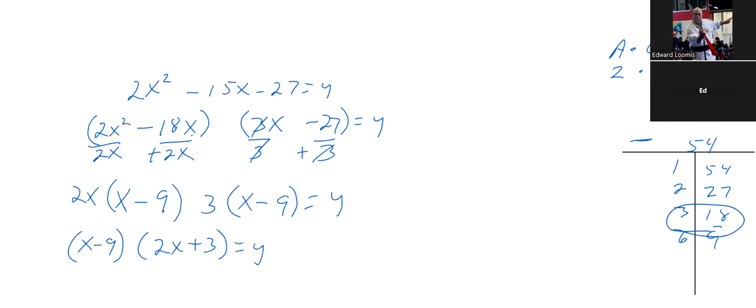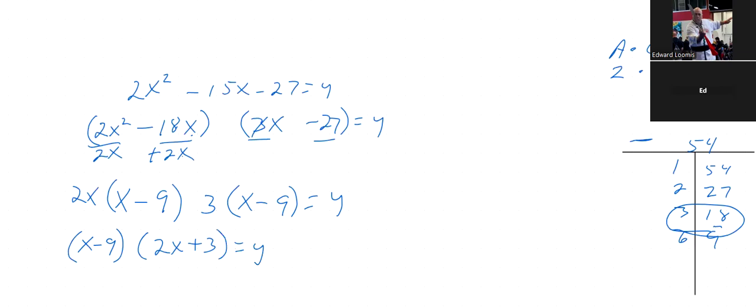Just remember, when you're factoring this out, at this point right here, you have to pay attention to the final results of the parentheses and the signs. That will tell you whether you need to pull a negative out or a positive.